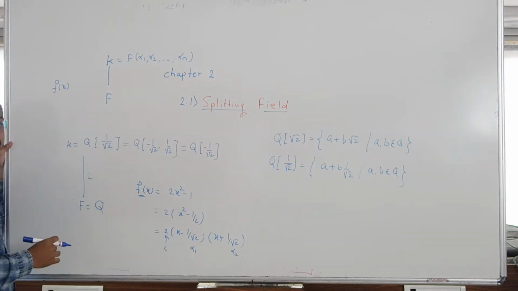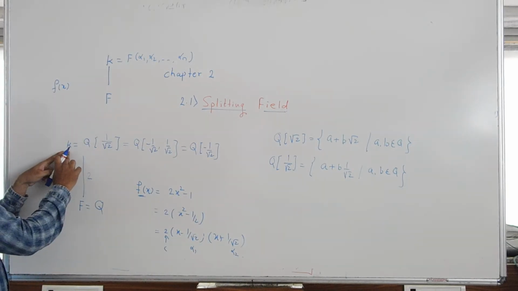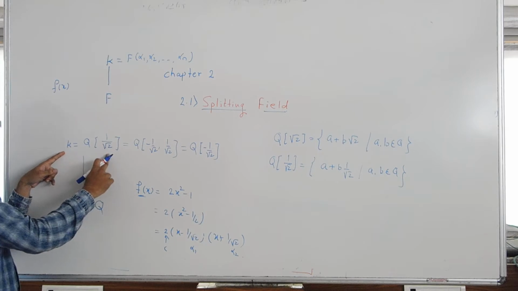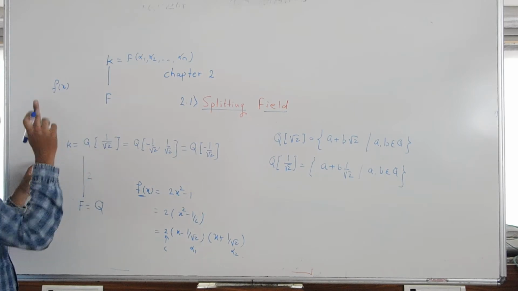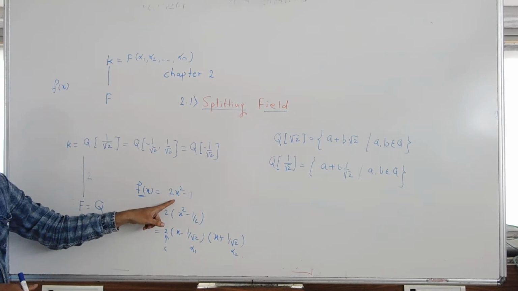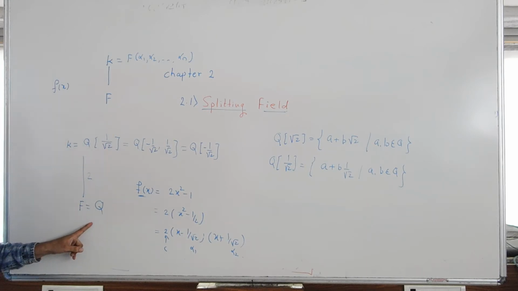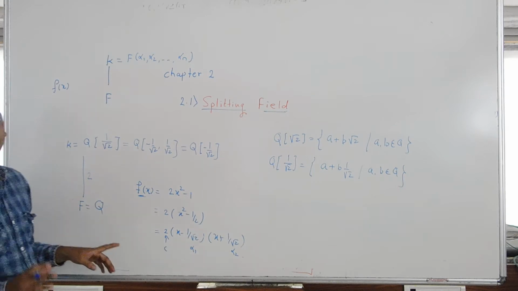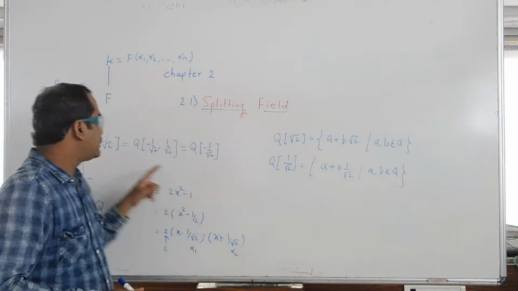Okay. So see this one now. Here K equal to Q of 1 upon root 2 becomes a splitting field for this polynomial over the field Q. So this is the meaning of splitting field. So what is the splitting field? First of all, it is an extension.